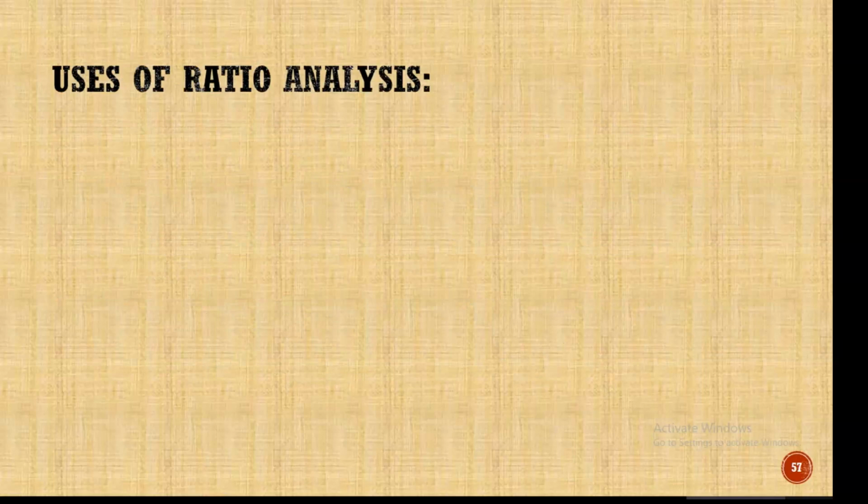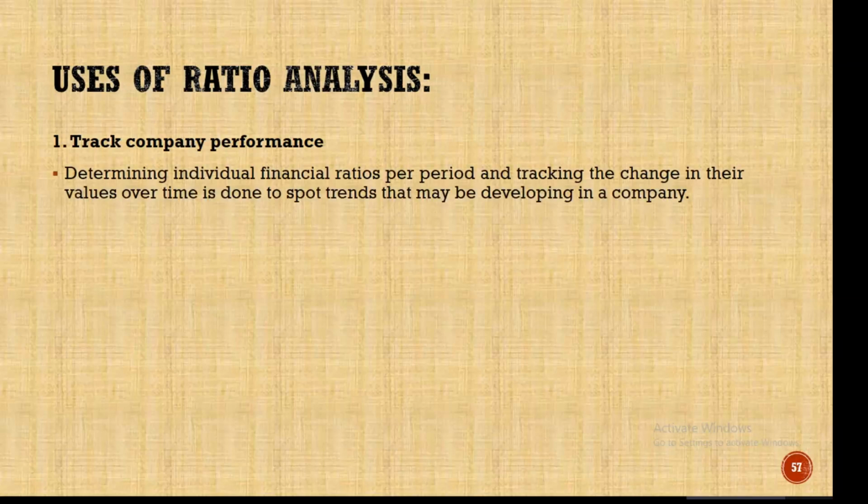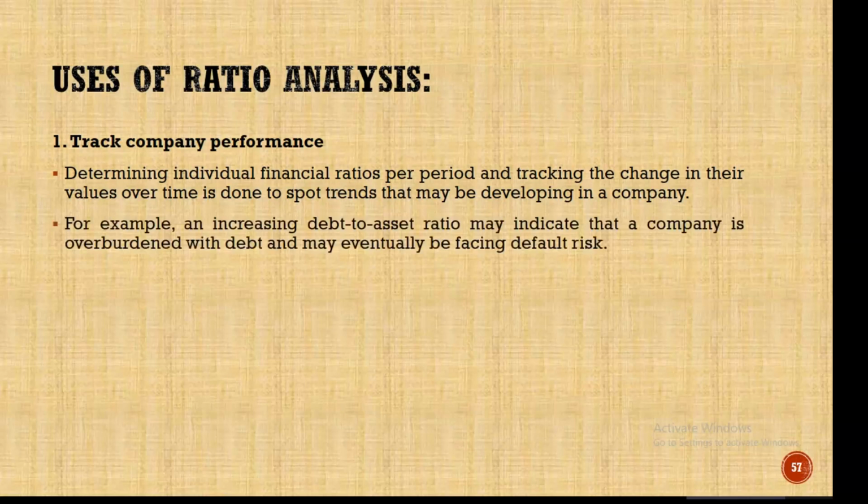Now, the next is uses of ratio analysis. It helps to track the company performance. Determining individual financial ratios per period and tracking the change in their values over time is done to spot trends that may be developing in a company. For example, an increasing debt to asset ratio may indicate that a company is overburdened with debt and may eventually be facing default risk.